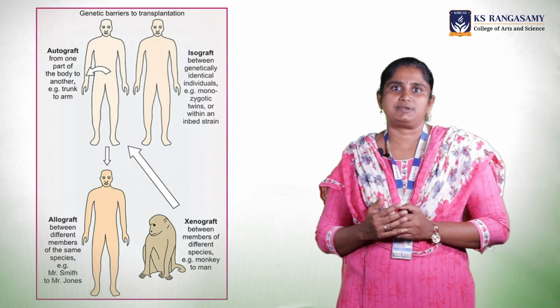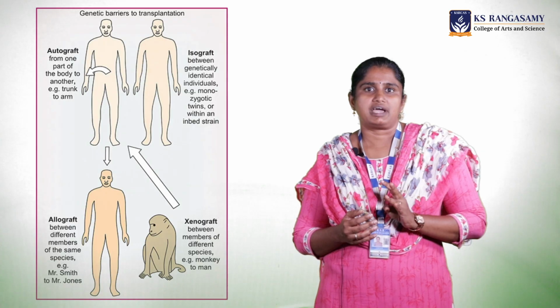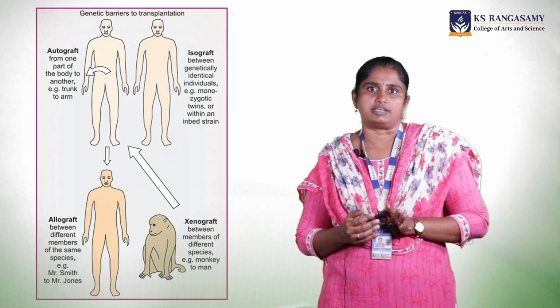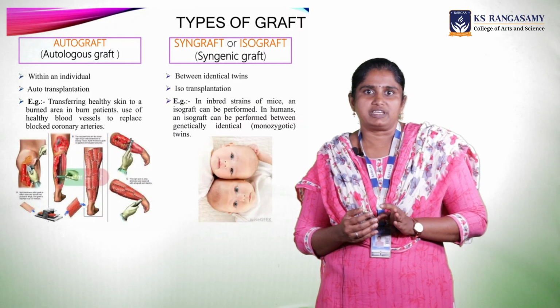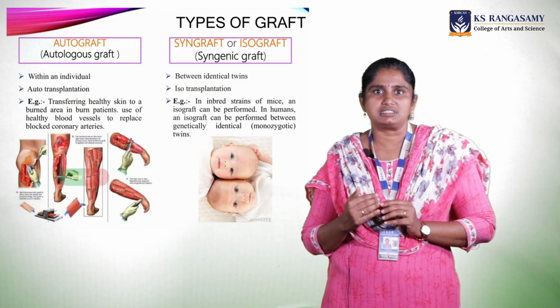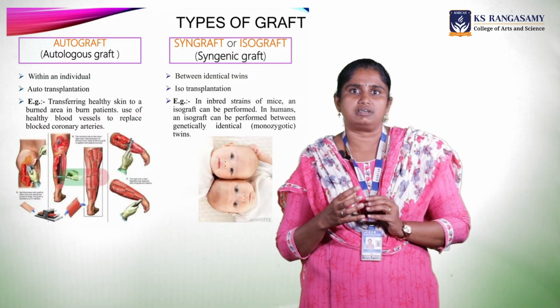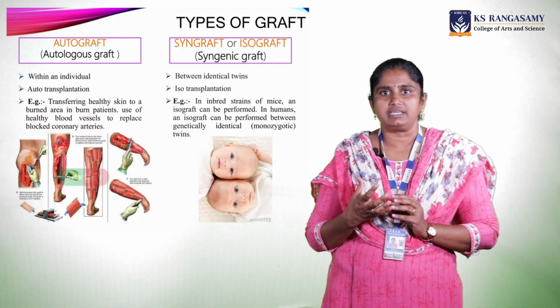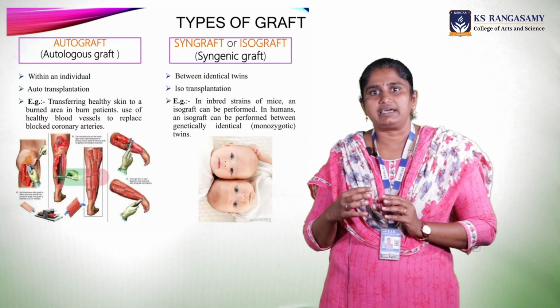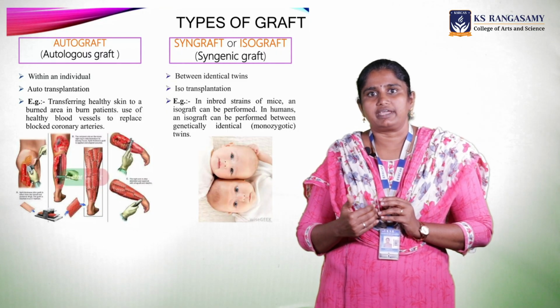Okay, types of transplantation. There are mainly 4 types of transplantation: autograft, isograft, allograft and xenograft. Autograft is a transfer of tissues within an individual, that is, the same person. Example, skin. When skin is burned accidentally, skin from healthy areas is transferred to the damaged one. This type is called an autograft.